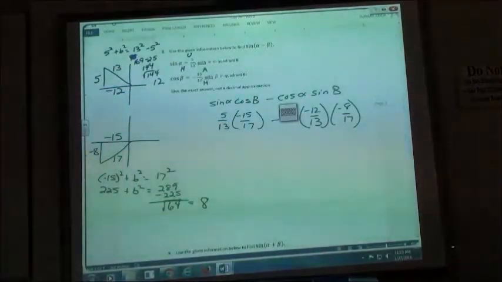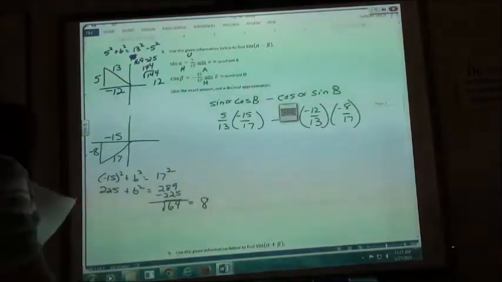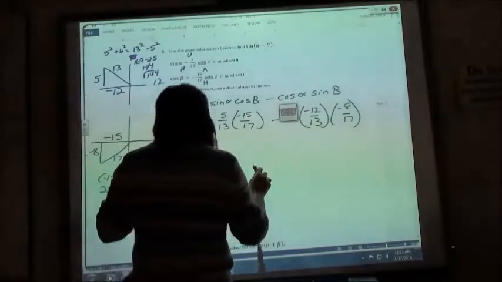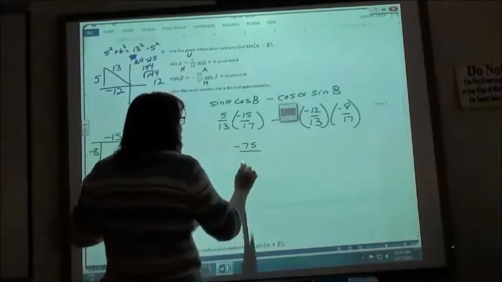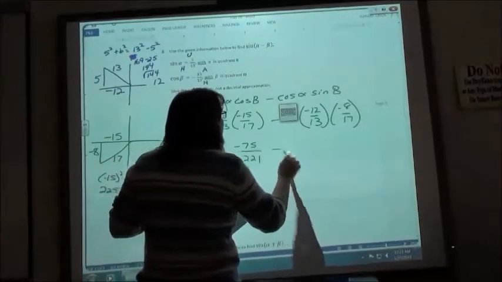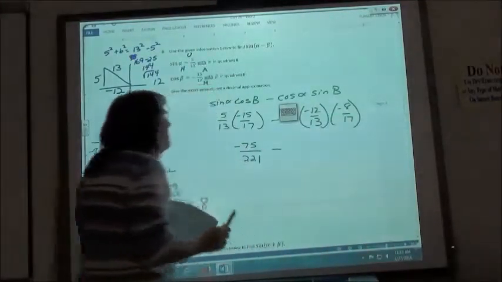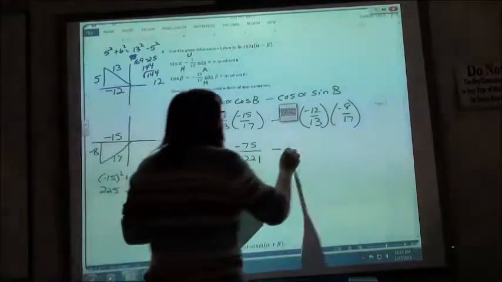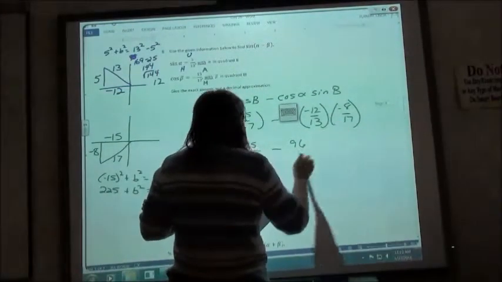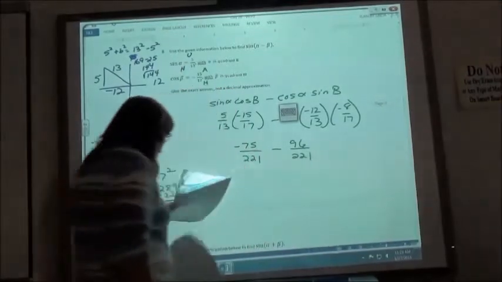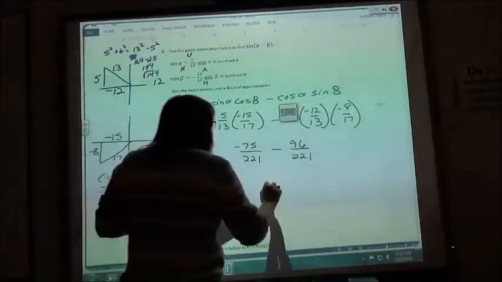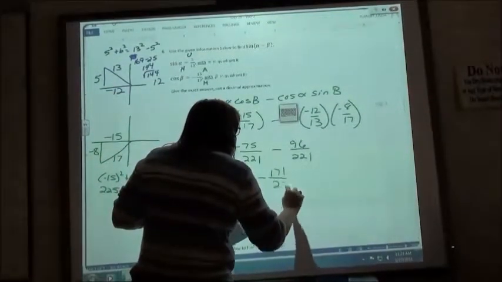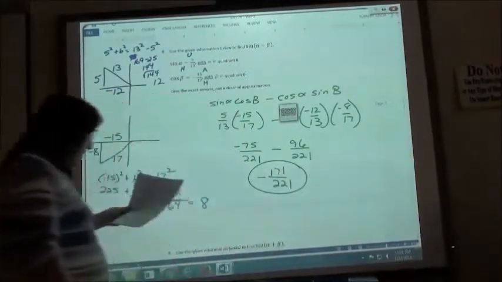And so we have to multiply that out. 5 times negative 15 would be negative 75. 13 times 17 is 221. Minus, here we have a negative times a negative. 12 times 8 is 96. And 13 times 17 again is 221. So we're going to take negative 75 minus 96. We get negative 171 over 221 then. And that's going to be my answer.